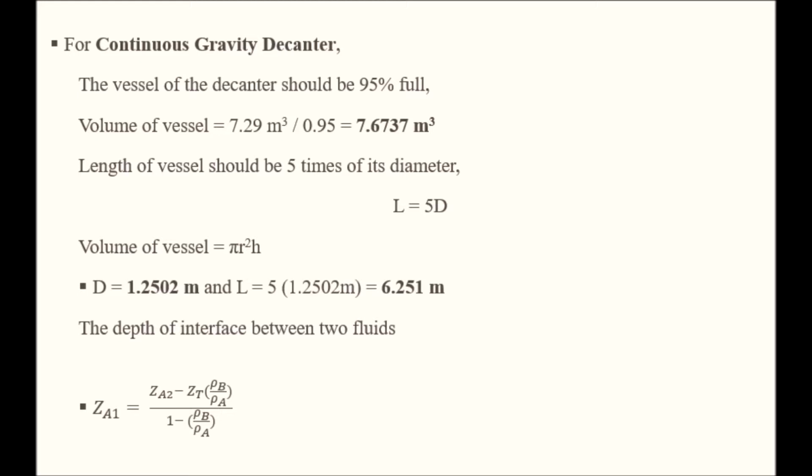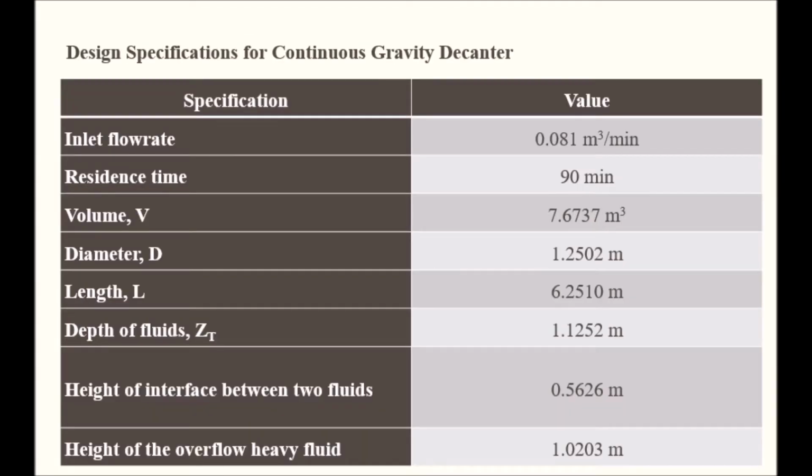For the decanter, the vessel should be 95% full. So the volume of the vessel is divided by 0.95 and we obtain 7.6737 cubic meters. The length of the vessel should be 5 times its diameter, which is L equals 5D. So the diameter obtained is 1.2502 meters and the length is 6.251 meters. The depth of the interface between two fluids can be calculated using this formula. This table shows the design specification for the continuous gravity decanter.